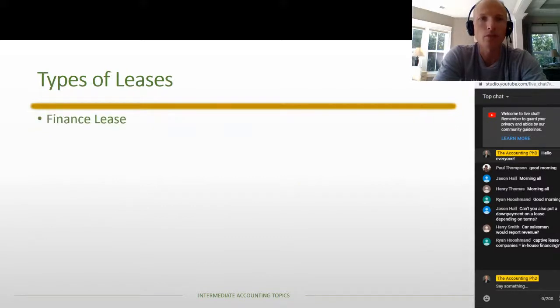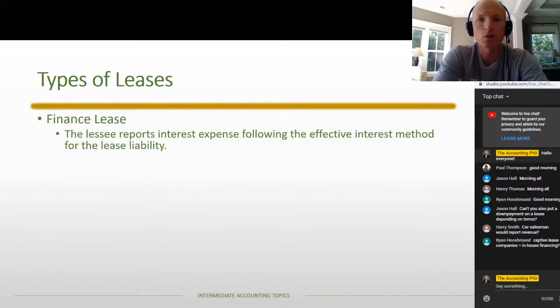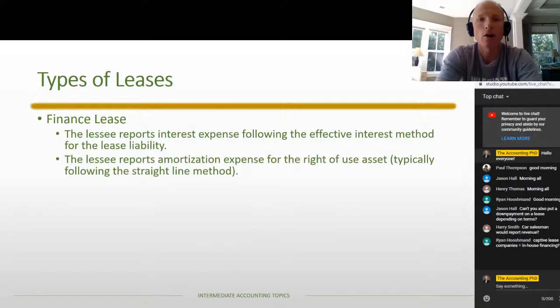All right, so there are two. The finance lease, which we've already kind of mentioned these two types of leases. So finance leases, this is where the lessee is going to report interest expense using the effective interest method. So basically with the lease liability, we're going to amortize that lease liability like we would any other debt, and they're going to record an interest expense related to that. On the other part of the transaction is the right of use asset, in this case the lessee is going to report amortization expense for the right of use asset.